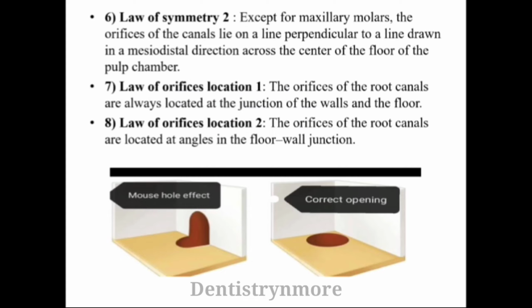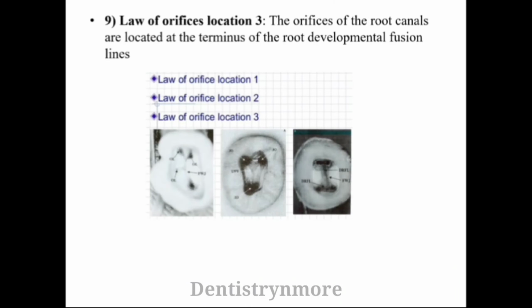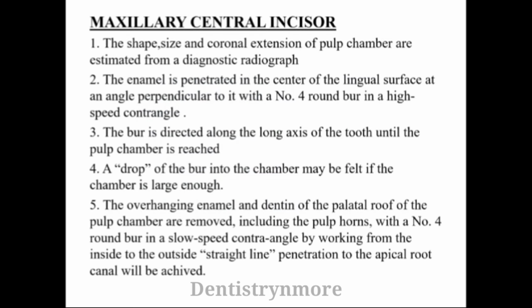In case of location 1, the orifices of root canals are always located at the junction of the walls and the floor. In location 2, they are located at an angle in the floor-wall junction. And in location 3, the orifices of the root canals are located at the terminuses of the root developmental fusion lines. So these are the figures showing the law of orifice location 1, 2, and 3.